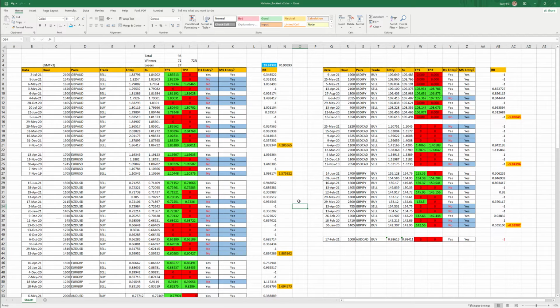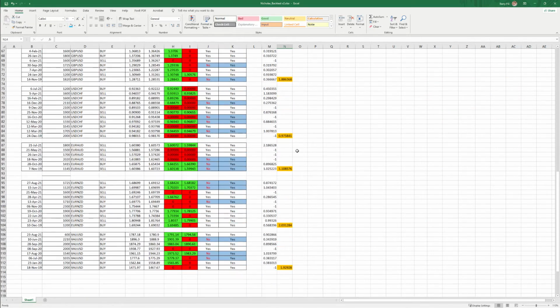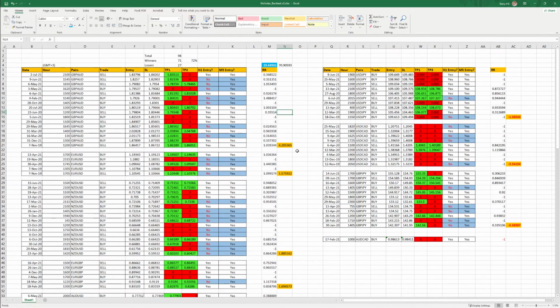I think to really make this method worthwhile, we probably have to test a few more pairs. At the end of the day, you want to trade this method. It's your money. So before you risk your money, don't you want to know more? Because you don't want to risk your money on a pair that has shown you that it is losing money.